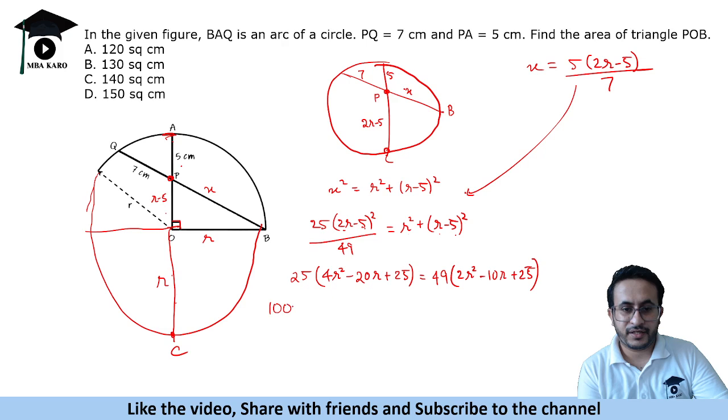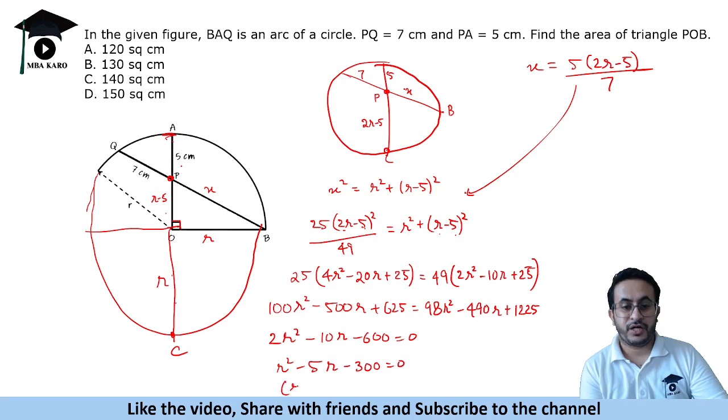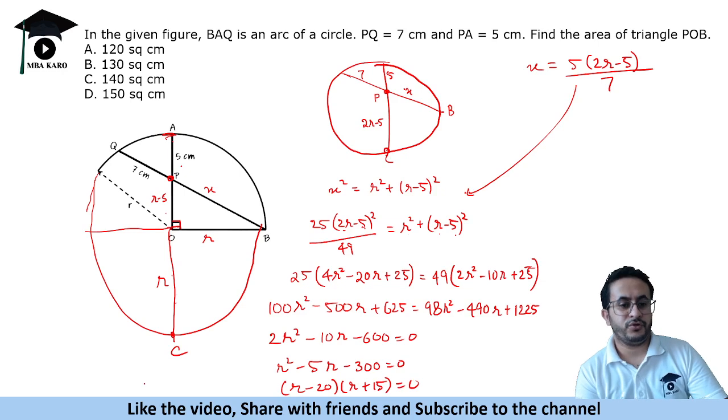Okay, so when we see this thing, we get 100r square minus 500r plus 625 equals 98r square minus 490r plus 1225. So we will get 2r square minus 10r minus 600 equals 0, or further simplifying, r square minus 5r minus 300 is 0. So we get 15 and 20, so (r minus 20)(r plus 15) is 0. So we get r is equal to 20.